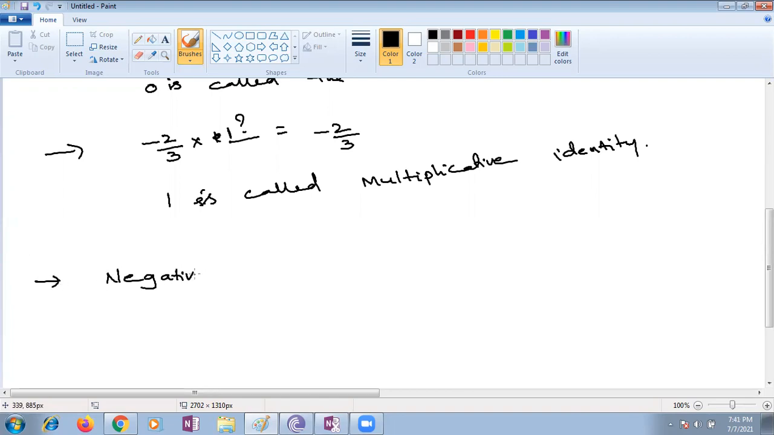Yes, the negative of a number is always the additive inverse. You see, children, how it happens. The negative of a number is always the additive inverse.